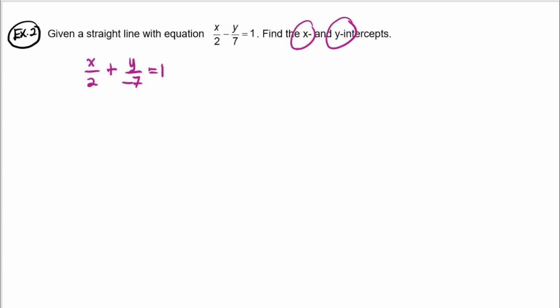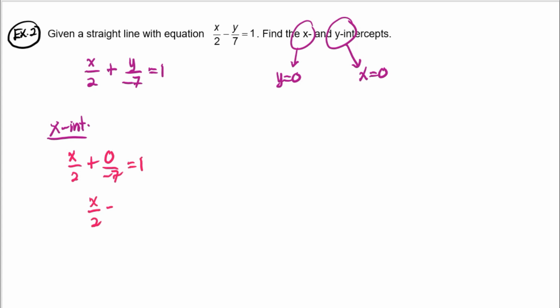Bear in mind, recall that x-intercept means that y is equal to 0, and y-intercept means that x is equal to 0. Suppose I want to find the x-intercept first. To find the x-intercept, the value for y should be 0. So x over 2 plus 0 divided by -7 is equal to 1. So we are left with x over 2 equal to 1. Therefore x is equal to 2. So we got the x-intercept, which is equal to 2.